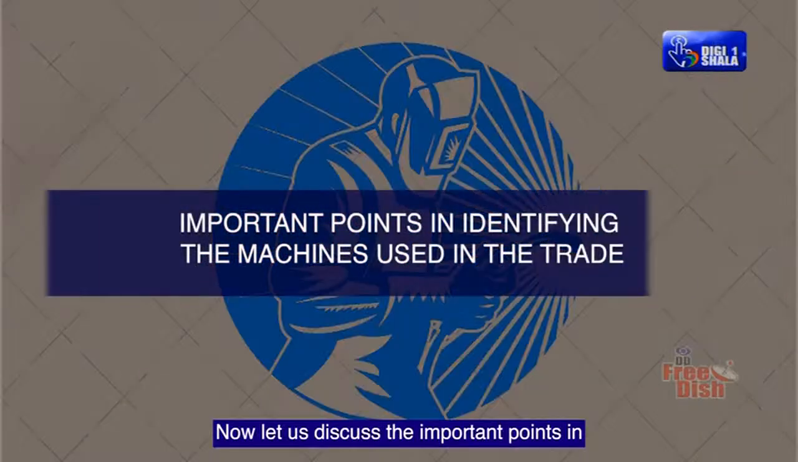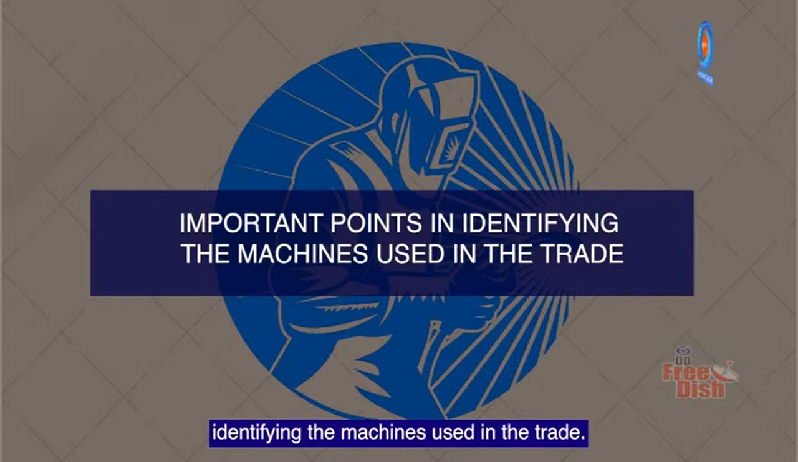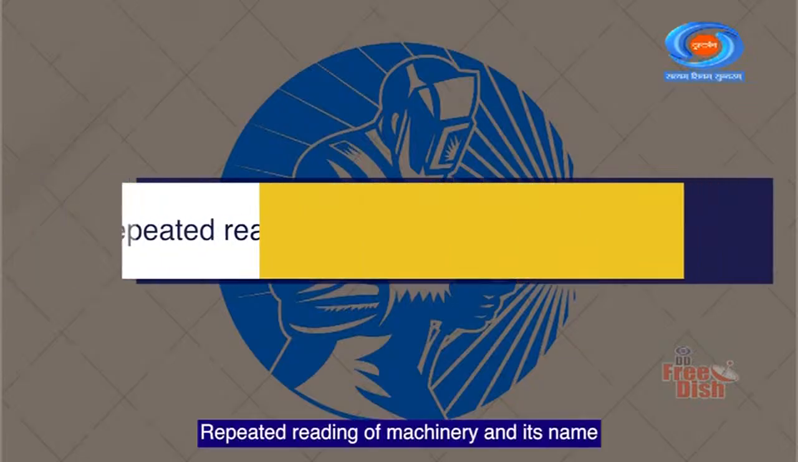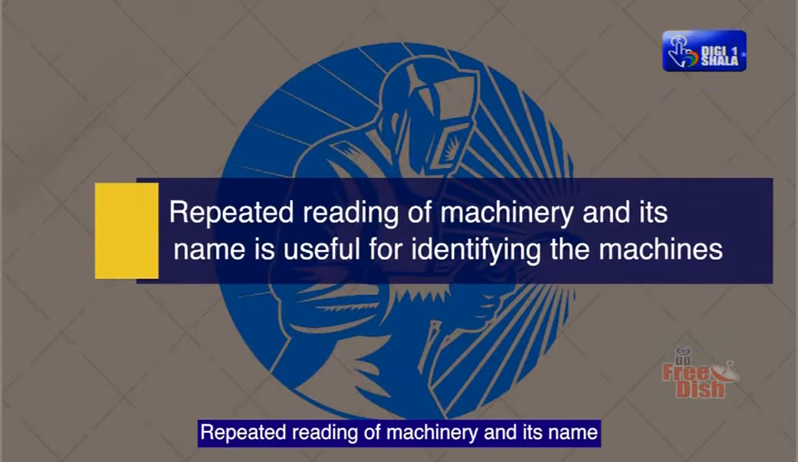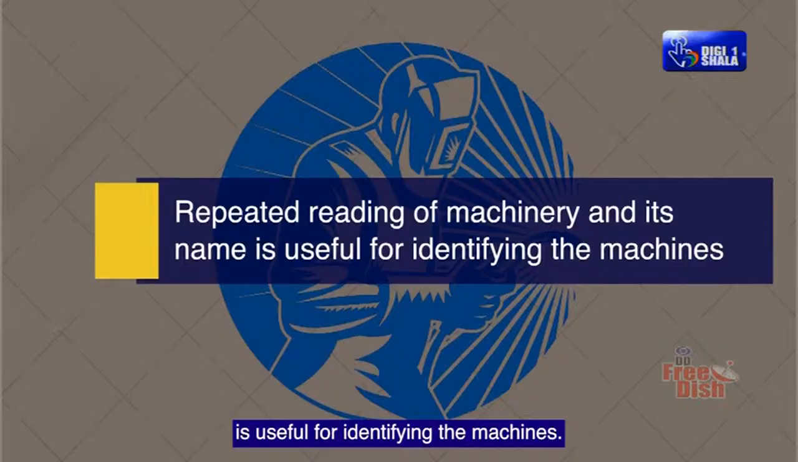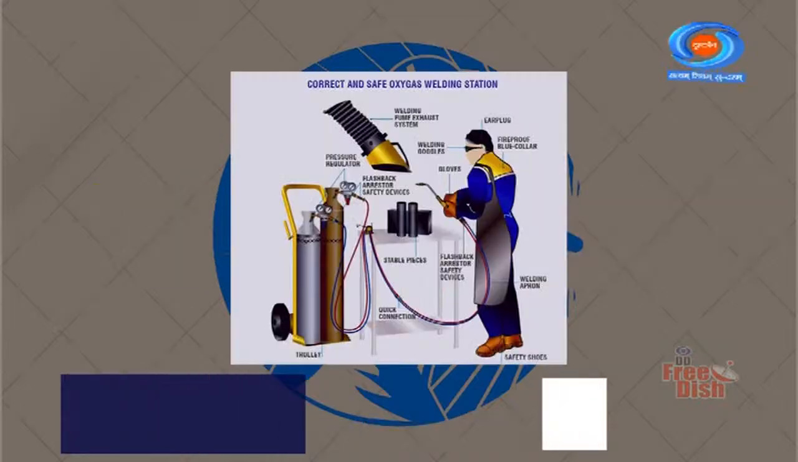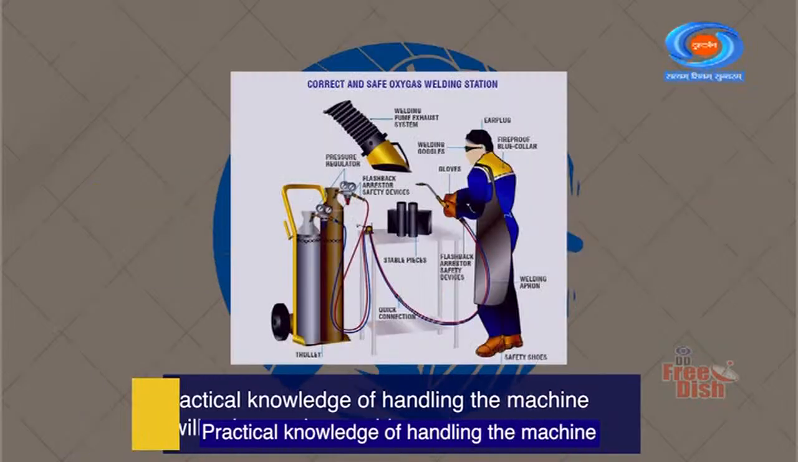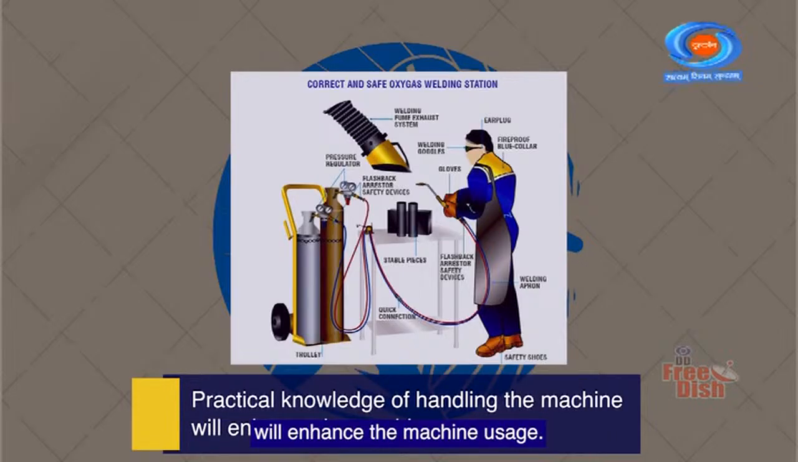Now let us discuss the important points in identifying the machines used in the trade. Repeated reading of machinery and its name is useful for identifying the machines. Practical knowledge of handling the machine will enhance the machine usage.